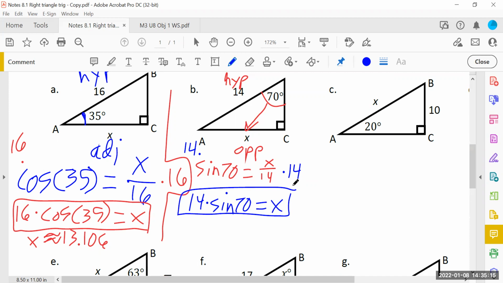But if it does ask you to round, as this one does, go ahead and try it. Put it in a calculator, and you should get... Take the sine of 70. If you're using an iPhone, you have to do it in that order: 70, sine, and then times 14. Some scientific calculators will make you do it that way as well. Others, where you can put it all in one step, you can do 14 times sine of 70. Either way, you should be getting 13.1556, so round to 13.156.